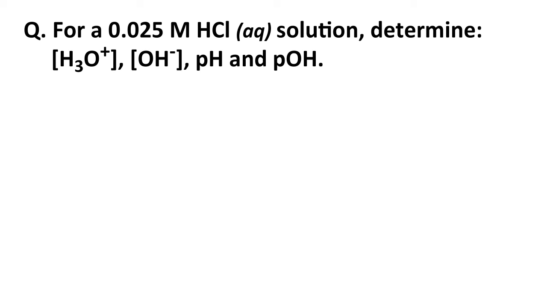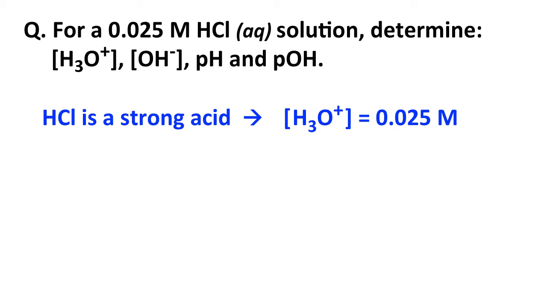This question has a 0.025 molar HCl aqueous solution, and we are to determine the concentration of H3O+, the concentration of OH-, the pH, and the pOH for this solution. Well, first of all, note that HCl is a strong acid, and strong acids fully dissociate, so if it's 0.025 molar HCl, then it's 0.025 molar for its H3O+ concentration because of that full dissociation. Well, that was one of the things we wanted to find out.